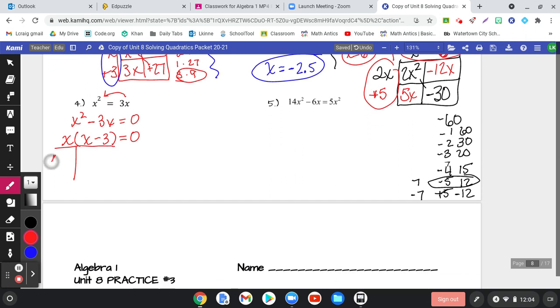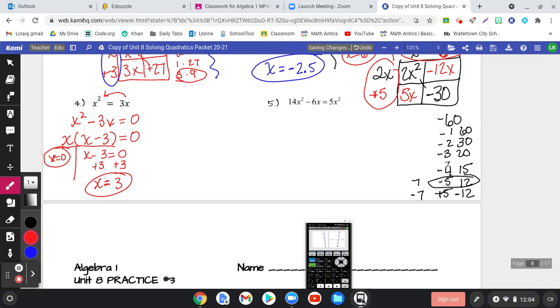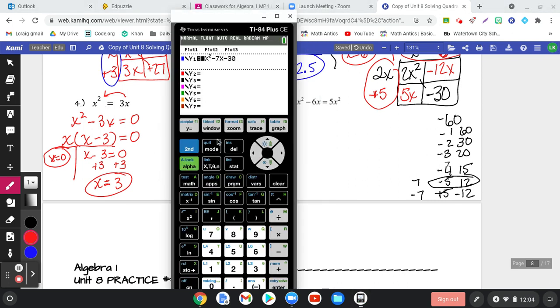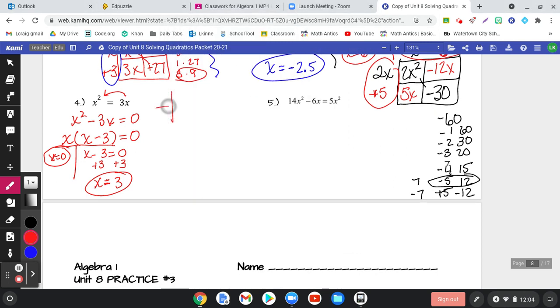Set each factor equal to 0. So this zero is 0. X minus 3 equals 0, so we'd have to add 3 to both sides. X equals 3. Since both of those ended up being whole numbers, you would be able to see them on the calculator. So I'd clear this out. X squared minus 3x. I should see 0 and 3. Okay? But again, if you could find those and say, okay, if 0 is a root, then x. If positive 3 is a root, then x minus 3 is one of my factors. You can use that to help you.